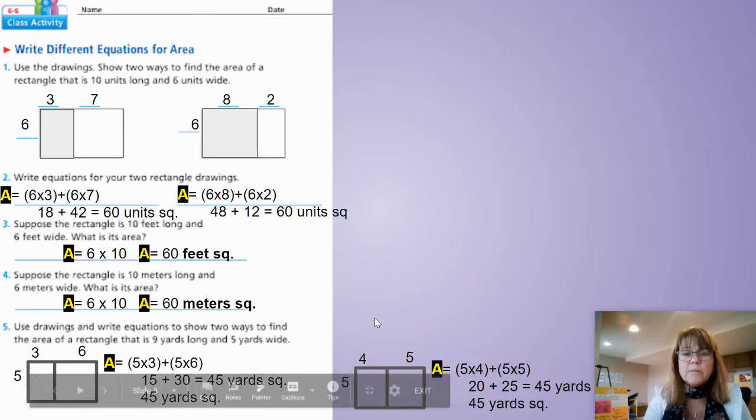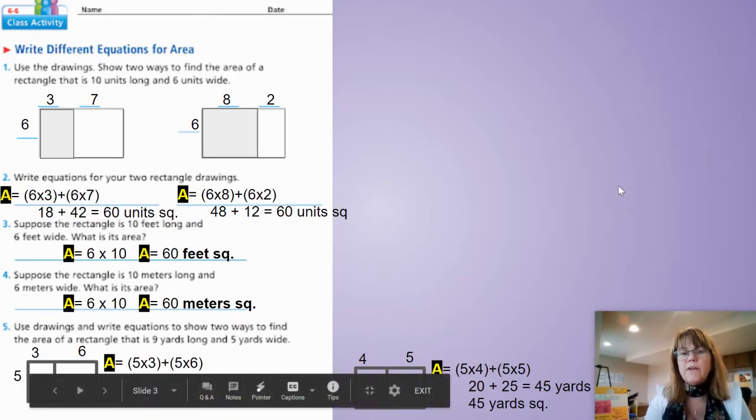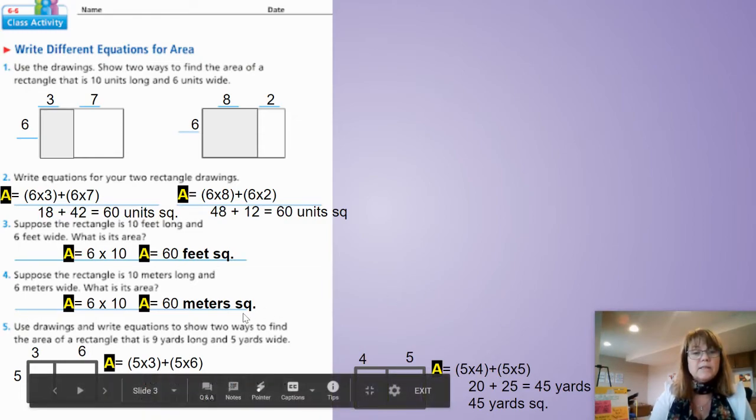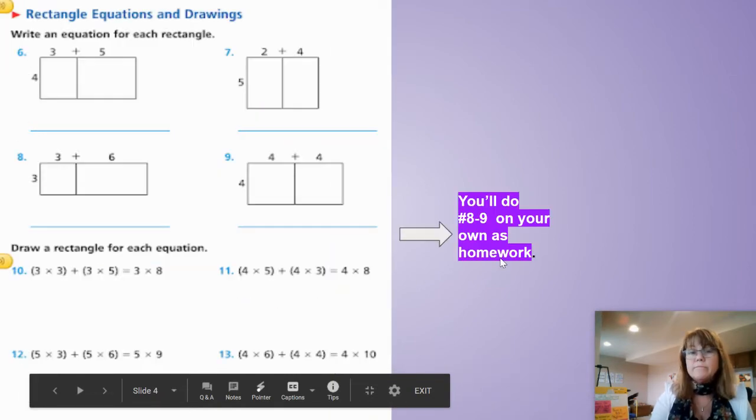So we did the 4 times 5 for the first one. We did the 5 times 5 for the second one. And then multiplied 4 times 5, multiplied 5 times 5. 20 plus 25 was 45 yards. And 45 yards squared is your final answer because they said it was yards over here. All right, that's not too bad.